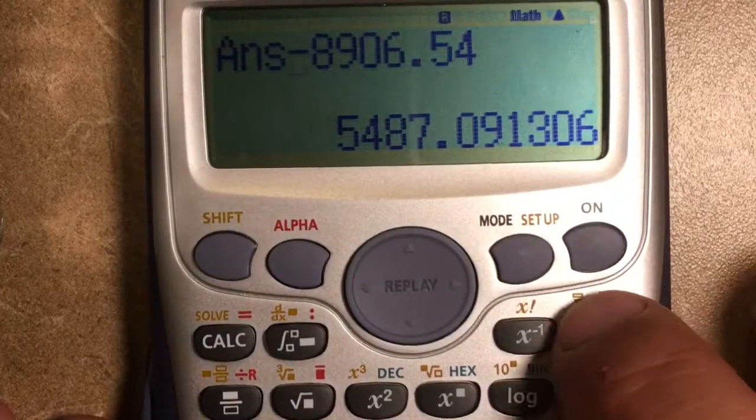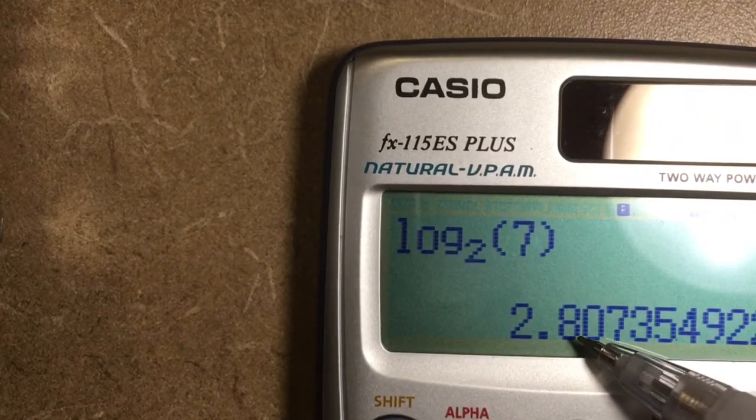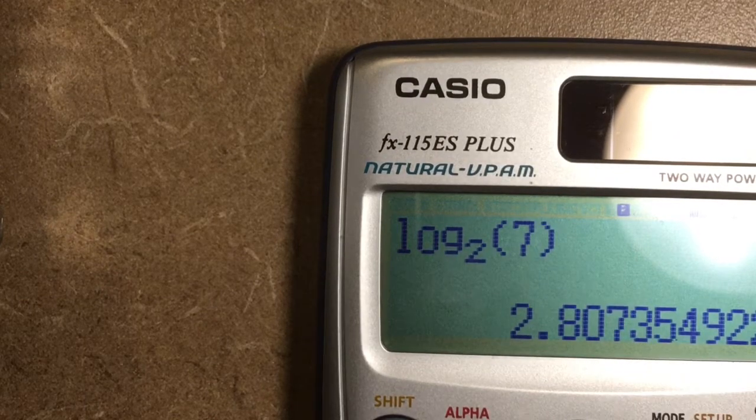I'm going to find the log base button, and there it is, log base 2 of 7. And you have to be careful, they want you to round it to 4 places. So 1, 2, 3, 4. So that would be 2.8074. You have to put a 4 there, otherwise it will mark you incorrect.